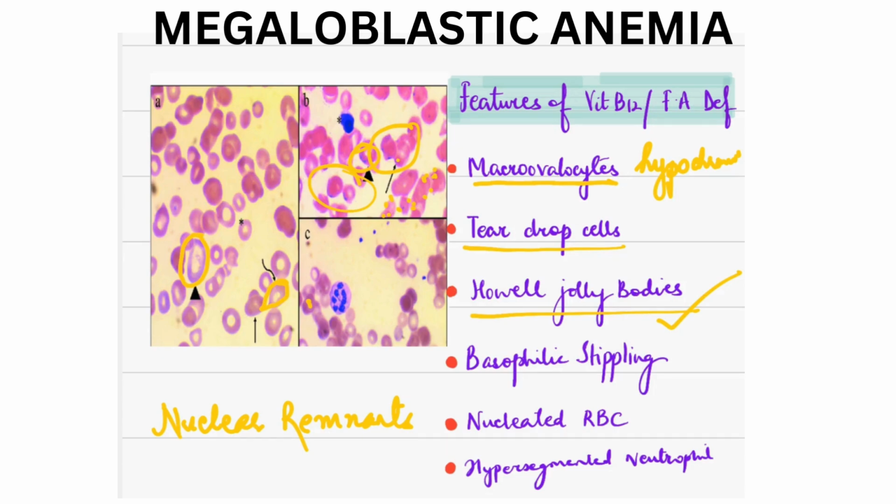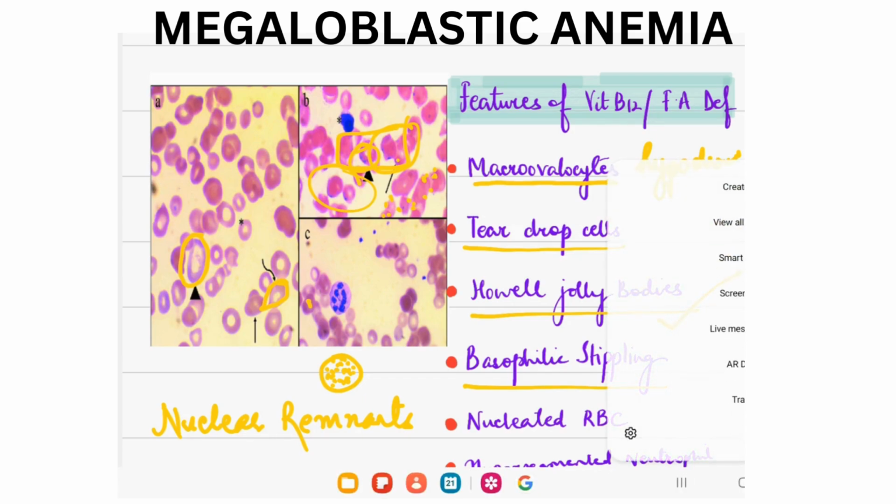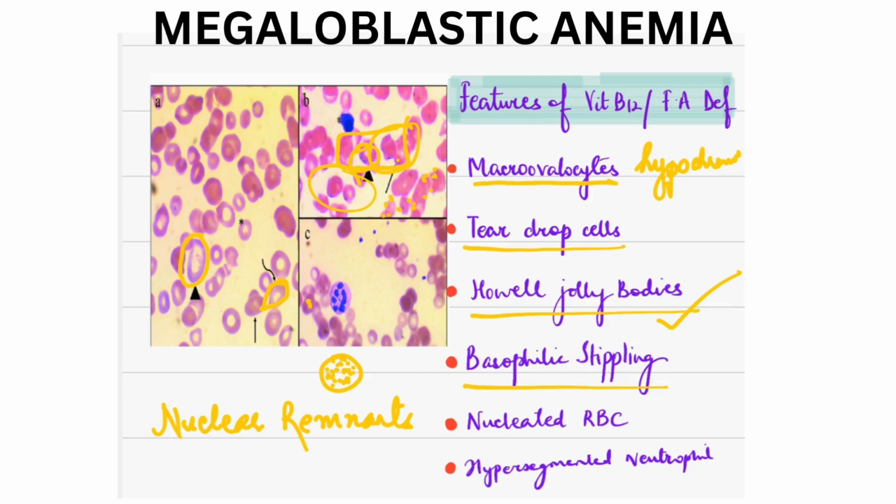Okay. Now what is basophilic stippling? Basophilic stippling is that you have one RBC and there are blue dots all over it, like this. Yeah. So these blue dots covering the cytoplasm. So this basophilic stippling is pretty common.